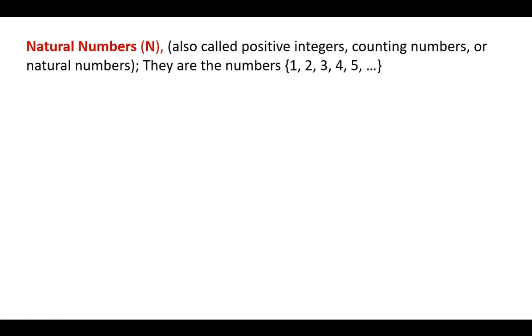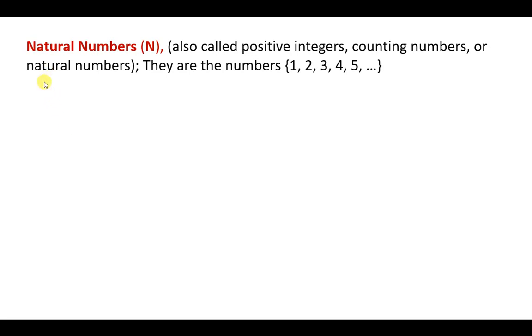Okay, so we also have what are called natural numbers. Natural numbers are also called positive integers. These are just counting numbers starting from 1 going up. Examples are 1, 2, 3, 4, 5 going up.